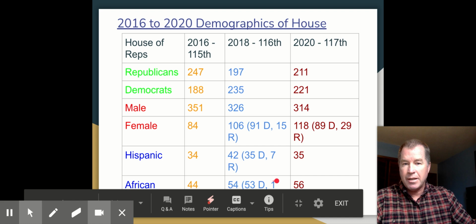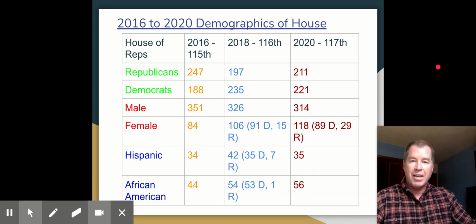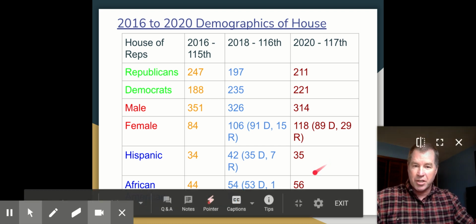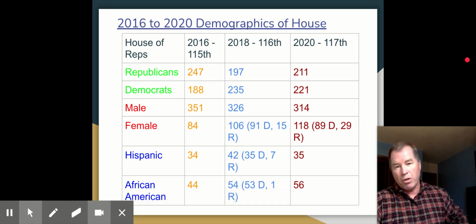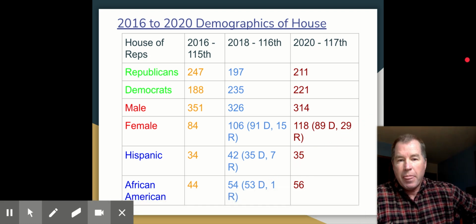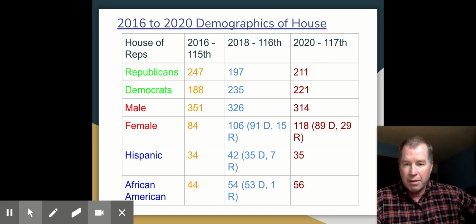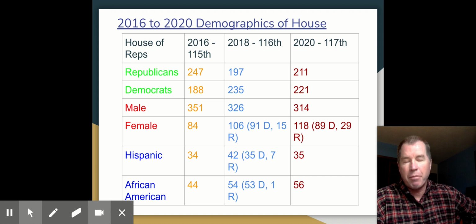On the African American side, we have 56. That is quite a bit more than the 44 from 4 years ago, a couple more than the 54 from 2 years ago. And you can see that it is almost all Democrat. I don't have the numbers this year, but it's going to be really similar. 53 Democrats to only 1 Republican 2 years ago. And African Americans are much more reliably Democrats.